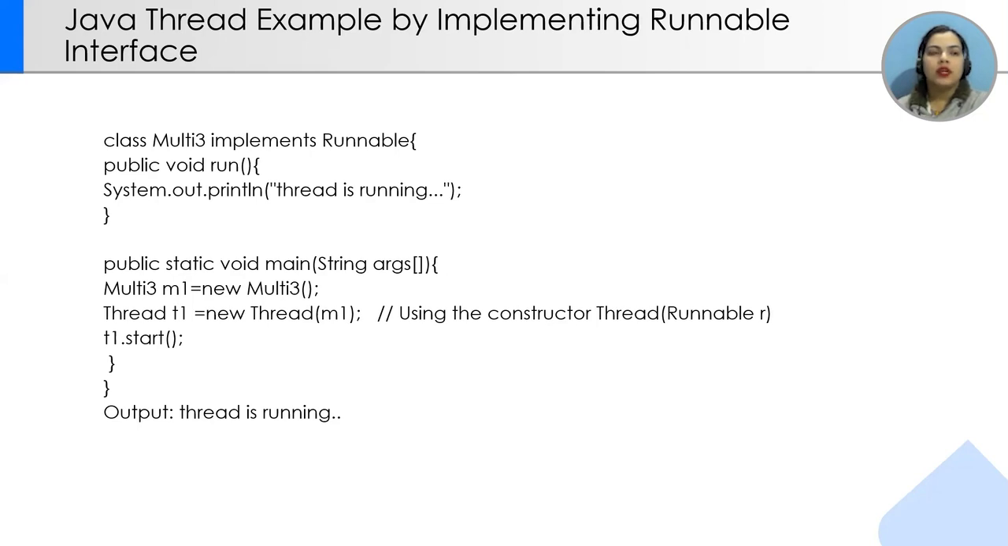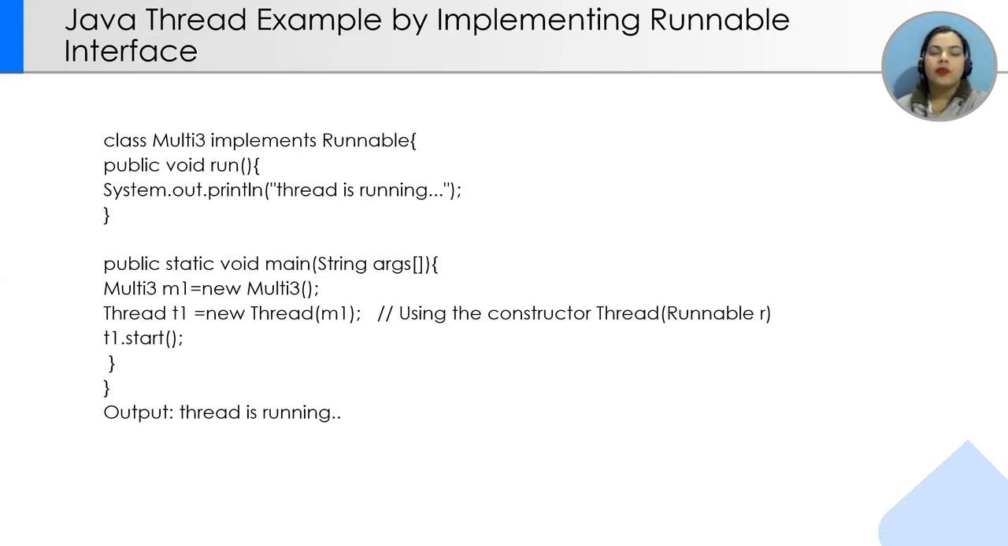So we have created a class here which is implementing the Runnable interface, and in this we have a method named public void run. Here we have defined the method, that is, the thread is running. Then we use the main function, void main, and in this we create the object of the class, that is Multi, and then we use the constructor of the Thread class to create the thread, that means T1. Now we use the method T1.start, which means we have started the thread.